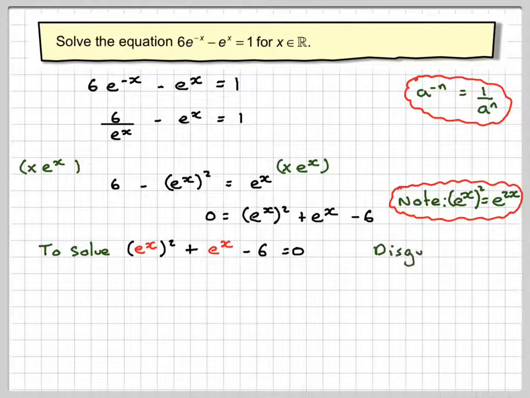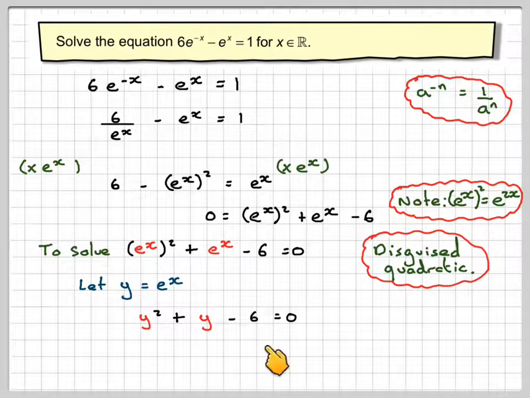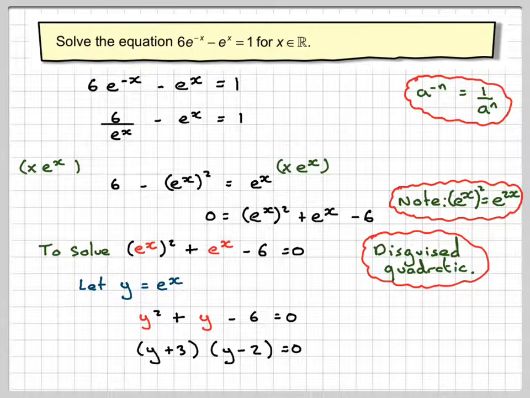This is what's known as a disguised quadratic equation. The normal procedure is to let y be equal to e to the x. So we're going to have y squared plus y minus 6 is equal to 0. This is quite an easy quadratic to solve, so you can solve it by factorisation. Introduce a couple of brackets, y and y, with factors of 6: 1 and 6, or 2 and 3. I would suggest it's going to be a plus 3 and a minus 2. At this level you should be able to factorise something like that.